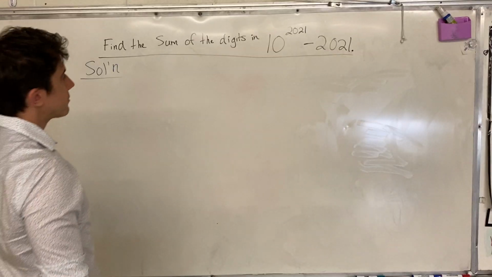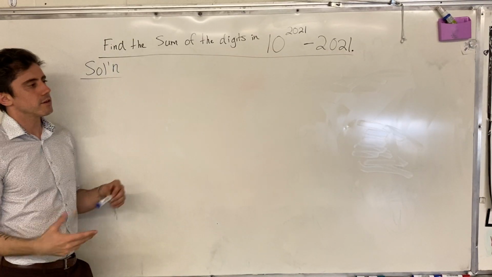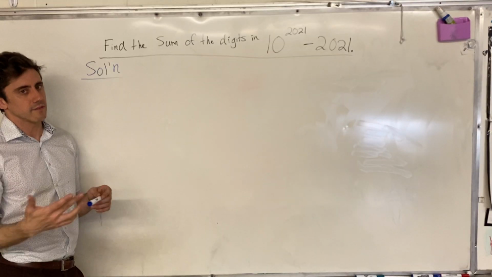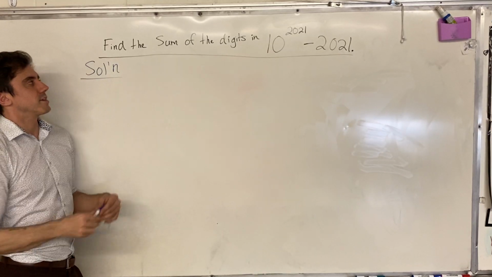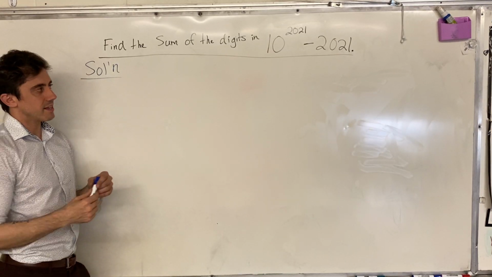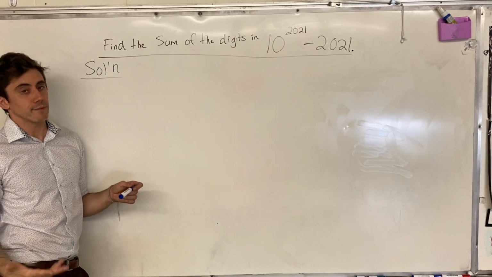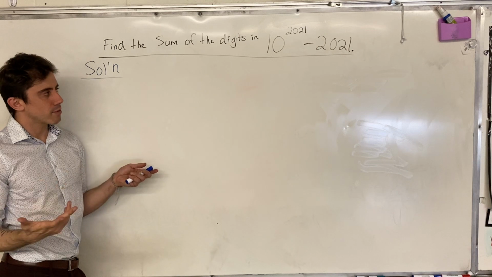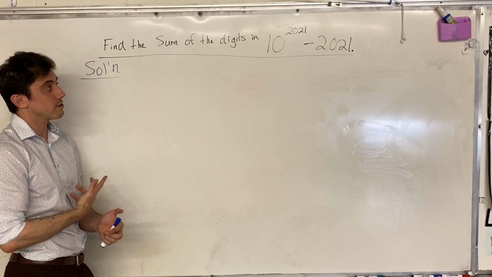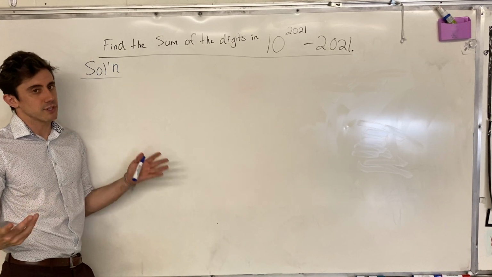Good afternoon, everyone. Today we're going to do a video speaking about more general concepts in problem solving. So here's our question. We want to find the sum of the digits in 10 to the power of 2021 minus 2021 itself. Now, when we look at a problem like this, I don't know about you guys, but the first time I looked at this problem, I really had no idea where to start.